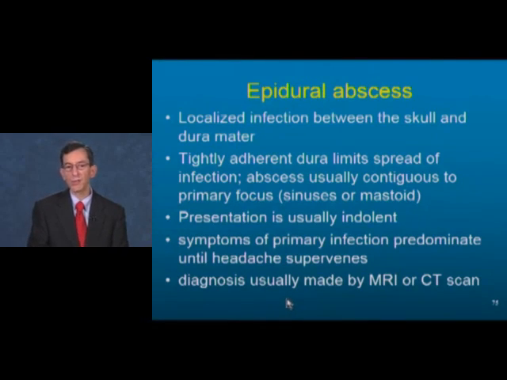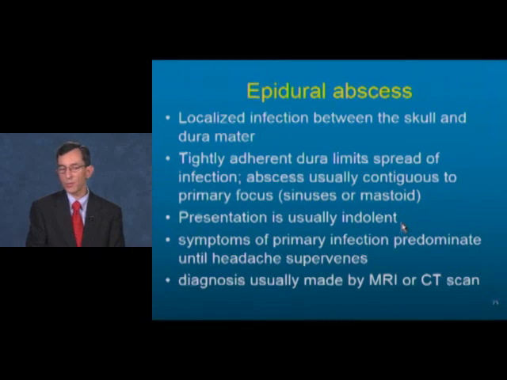This is a little bit more superficial. It's localized between the skull and the dura mater. Because of the tight relationship between the dura and the inner table of the cranium, infection doesn't spread so widely as it does with subdural collections, and the abscesses are usually limited in location to the initial focus of infection, classically in relation to the sinuses or to the mastoid.